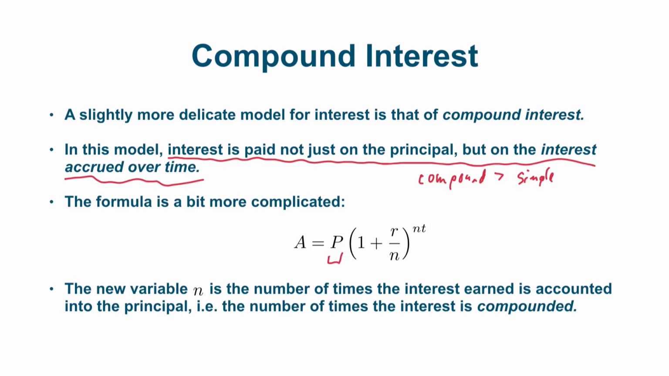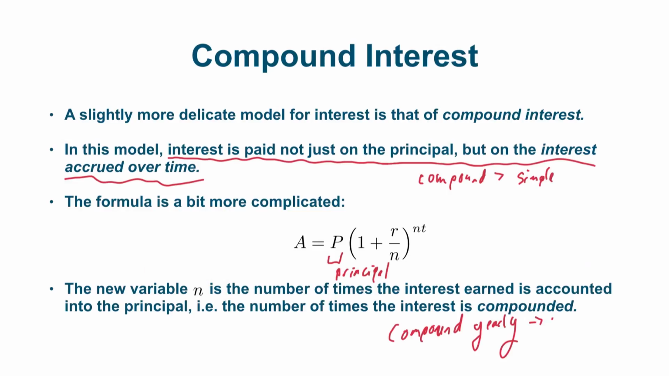The value of your investment will be the principal times this quantity (1 plus r over n) to the nt, where here n is the number of times the interest is compounded, essentially how often do we collect interest on the interest. This is called the compounding rate. Okay, so for example, if we say we compound after every year, this would say I'm going to pay interest at the end of the year on my interest.